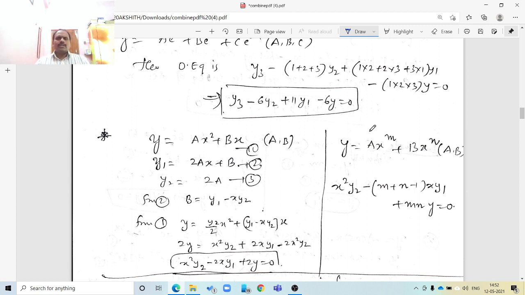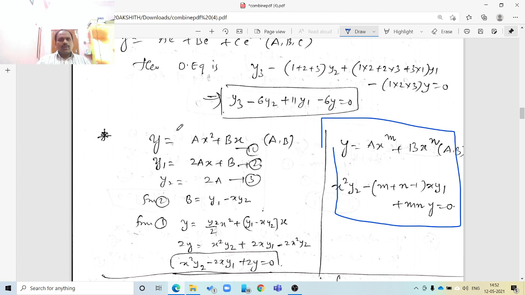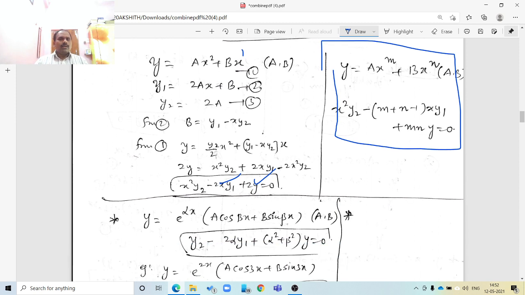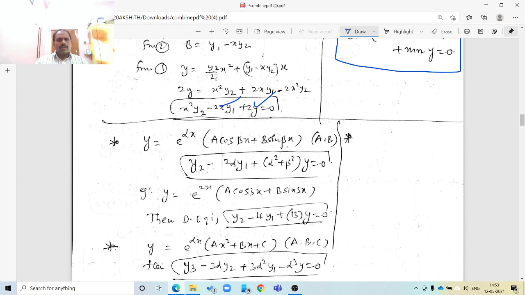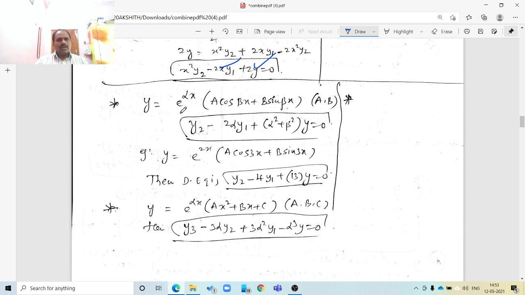Instead of doing all these things, there is one more shortcut to this problem. That is x square y2 minus, if it is a x power m and b x power n, the answer will be (m plus n minus 1) x y1 plus mn y is equal to 0. You can use the same shortcut here. x square y2 minus (m plus n). This is 2, this is 1. 2 plus 1, that is 3, minus 1. Therefore, this is 2x. Next, mn and y, 2 into 1, that is 2y is equal to 0. So this is the process to form the differential equations. And these are the two shortcuts for different problems.